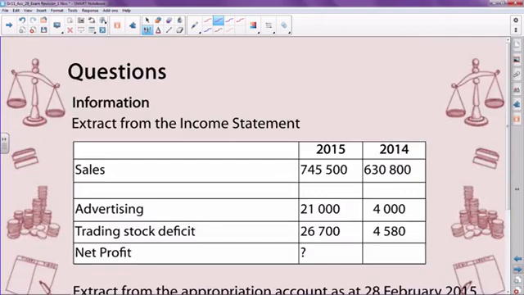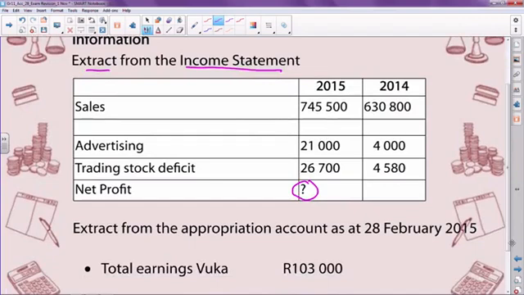So the next bit of information is an extract from the income statement. So not much given. I've got sales, I've got advertising, trading stock deficit, and the net profit is not given to me. That's missing. Okay. Right, let's move on. Extract from the appropriation account. Remember, guys, the appropriation account, in terms of a partnership, shows or indicates the way in which your profit, let's be specific, in which your net profit has been shared or divided amongst the partners. Okay, so I'm just going to make a little note of that.